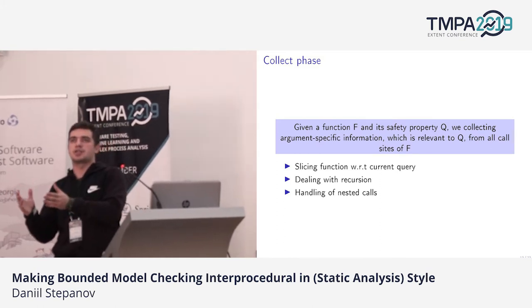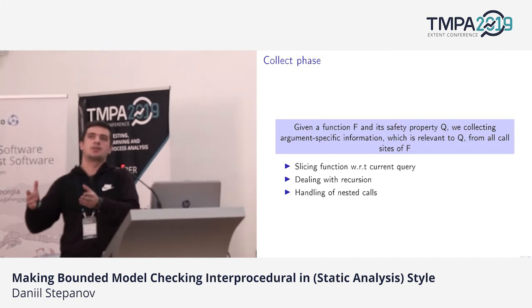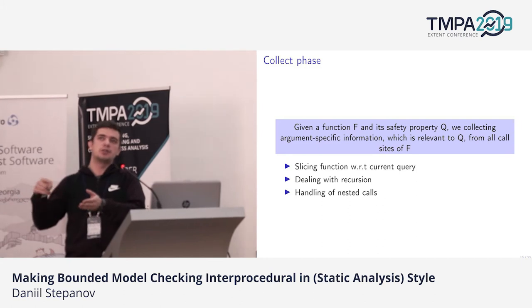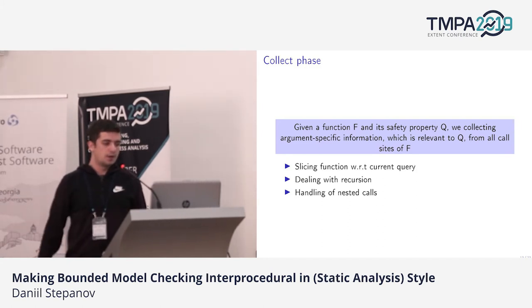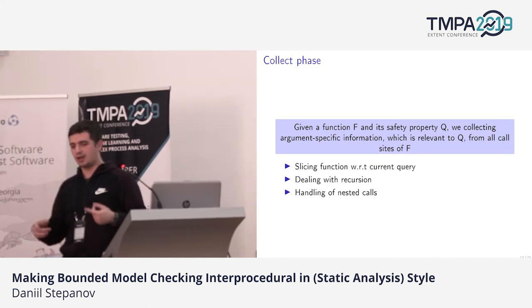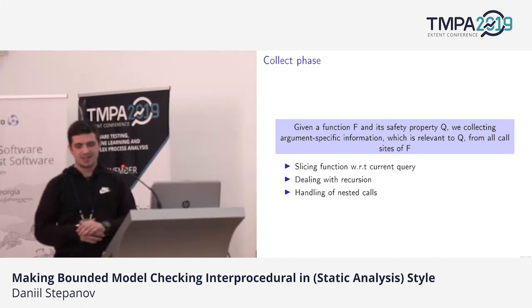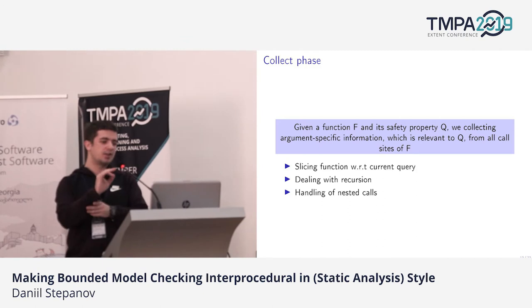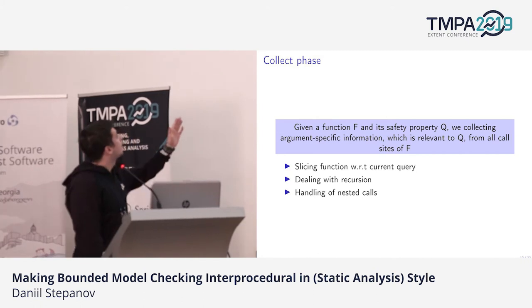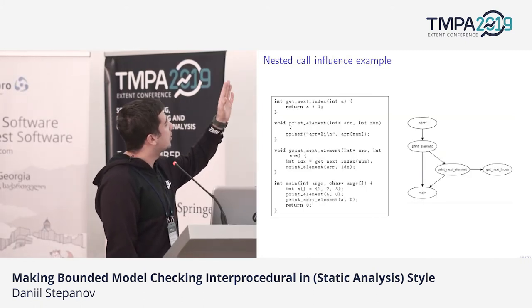What if we have a function that affects variables from the security property but is not included in the call graph? Okay, we chose the most simple way to deal with recursion: just restricting recursion, unrolling it one step, and that's all. How are we handling recursion? How are we handling nested calls?